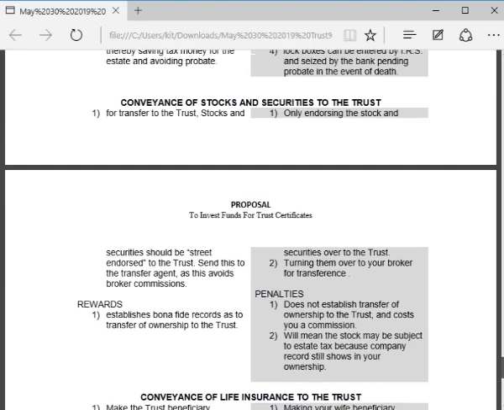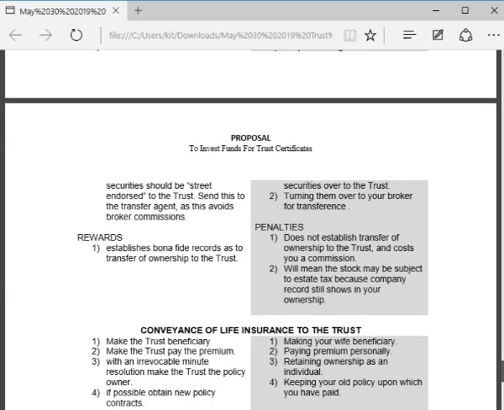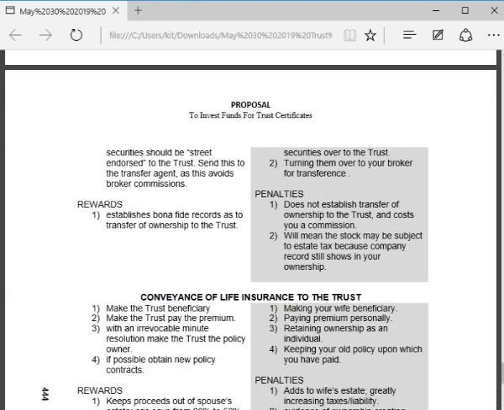Wrong way: 1. Endorsing the stock and securities over to the trust, turning them over to your broker for transfer. Penalties: 1. Does not establish transfer of ownership to the trust and costs you a commission. 2. Will mean the stock may be subject to estate tax because the company record still shows it in your ownership. Rewards: establishes bona fide records as a transfer of ownership to the trust.